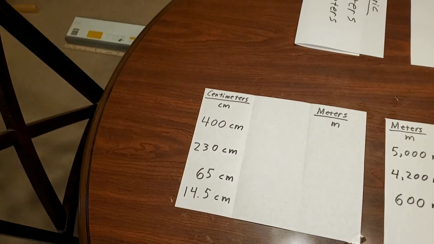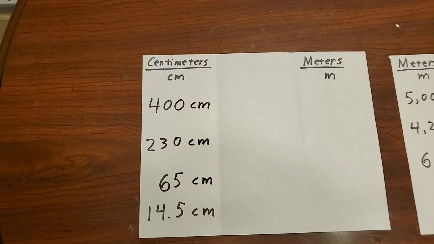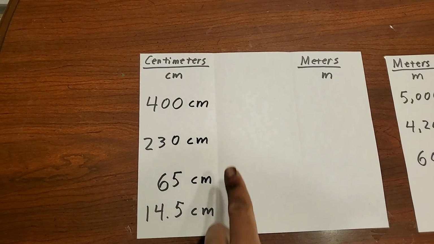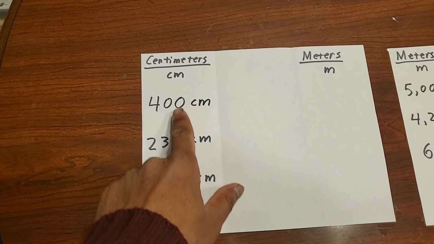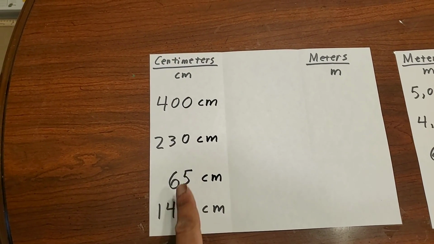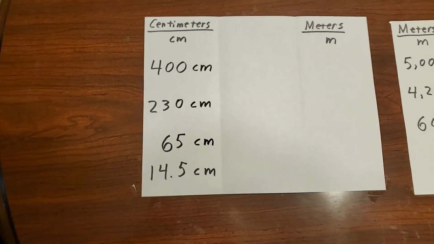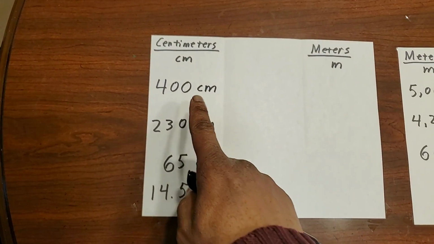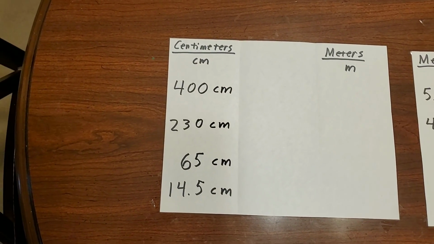Okay, let's go ahead and practice. So, for this chart, I have 2 charts. I'm going to start with this chart. On this side, I have some lengths that are in centimeters. I want to take these centimeters and convert them into meters. I'm converting from a smaller unit, which is a centimeter, to a larger unit, which is a meter.